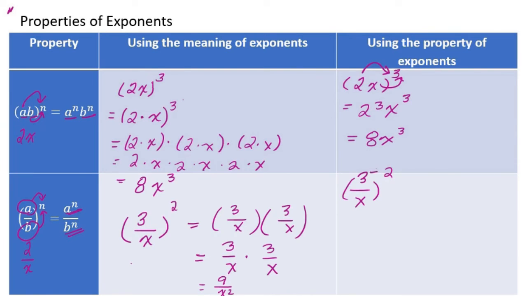So if we apply that here, we have 3 to the power of 2 in the numerator and x to the power of 2 in the denominator. We can work out 3 to the power of 2. 3 to the power of 2 is 9. So we do want to evaluate anything that's easy to evaluate. We can leave x to the power of 2 as x to the power of 2.